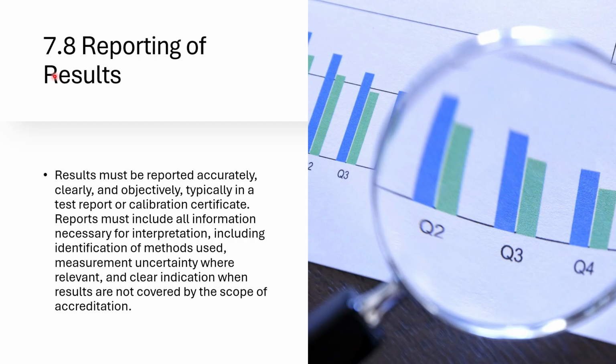Now coming to clause 7.8, that is reporting of results. Results must be reported accurately, clearly and objectively, typically in a test report or calibration certificate. Reports must include all information necessary for interpretation, including identification of methods used, measurement uncertainty where relevant, and clear indication when results are not covered by the scope of accreditation.